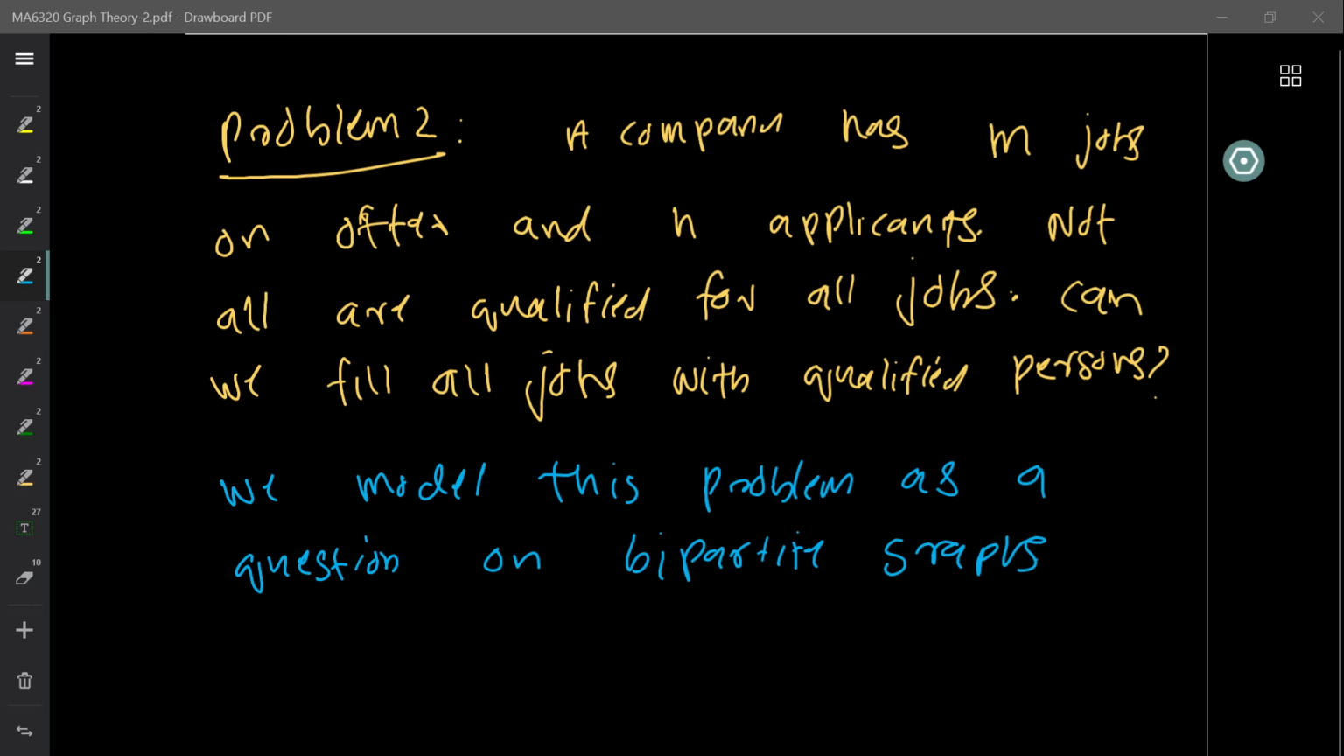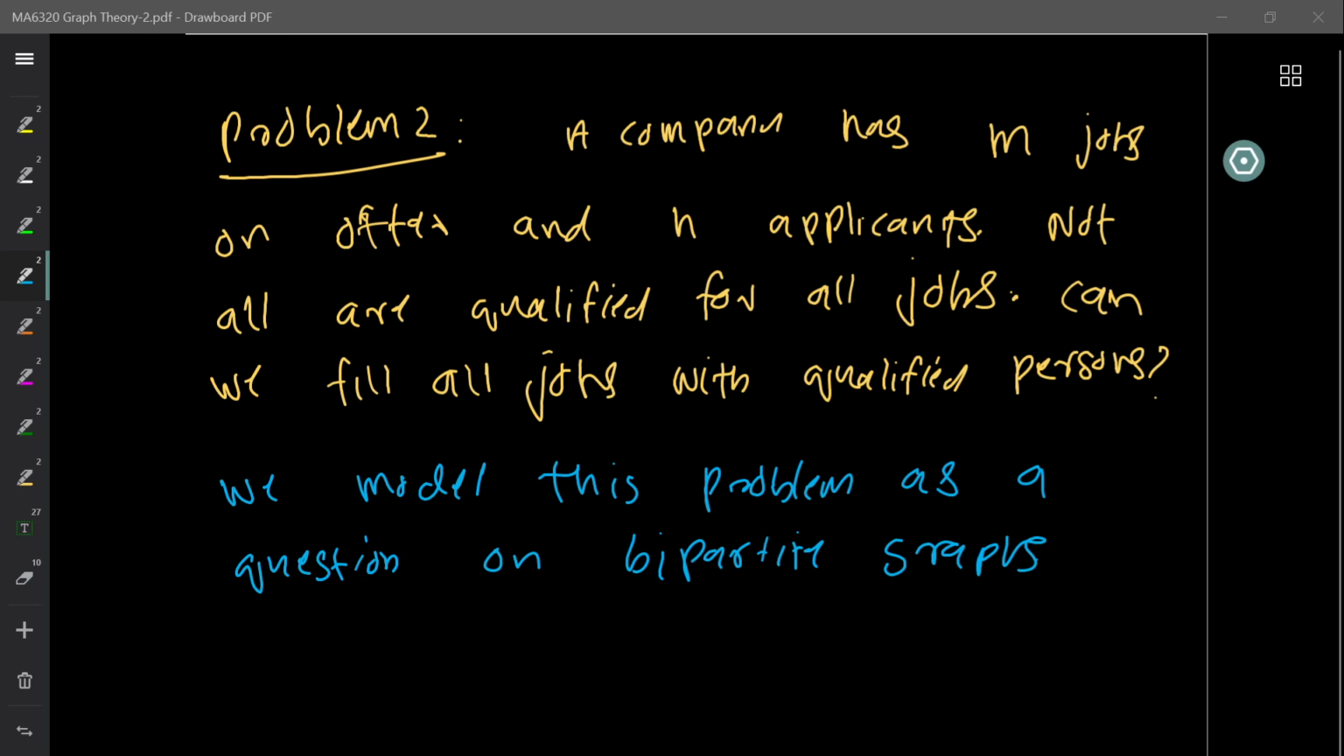Now, what we were saying is that the second question is, let's say a company has M jobs that they want to offer, and it has N applicants, but not all applicants may be suitable for all jobs. The jobs may be of different types. Can we fill all the jobs with qualified persons? That is one question that the company would like to answer. Now, how do you approach such a question?